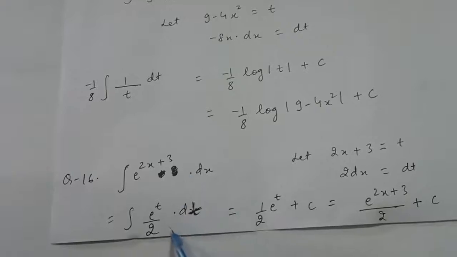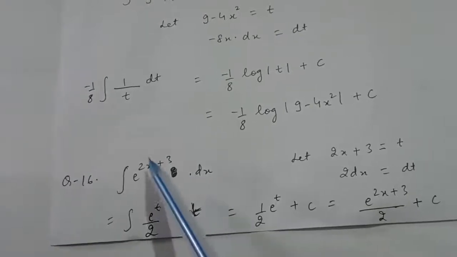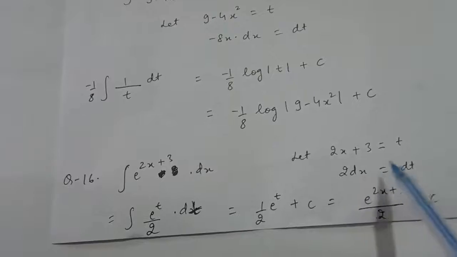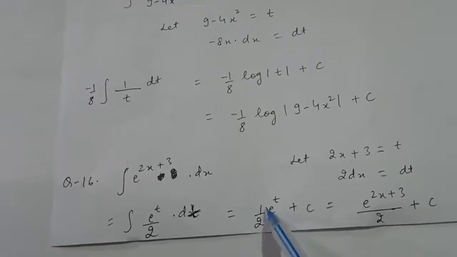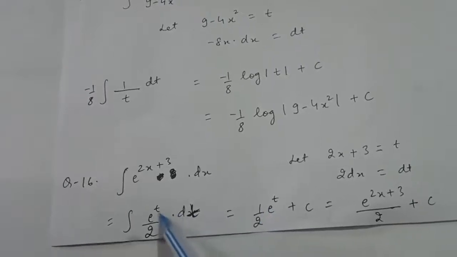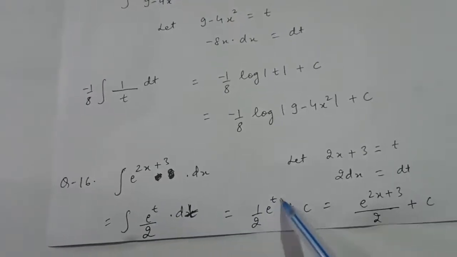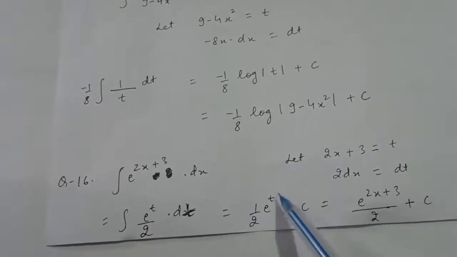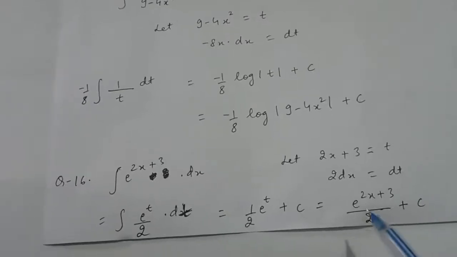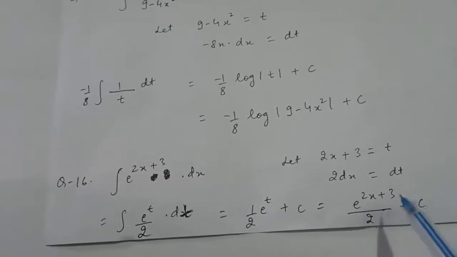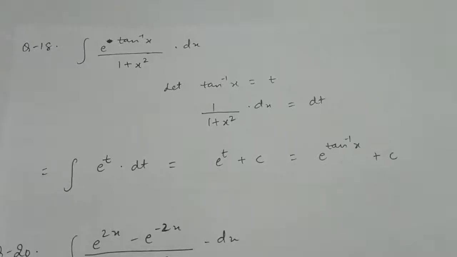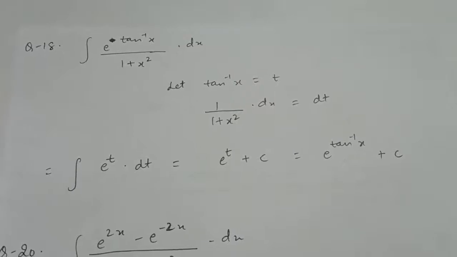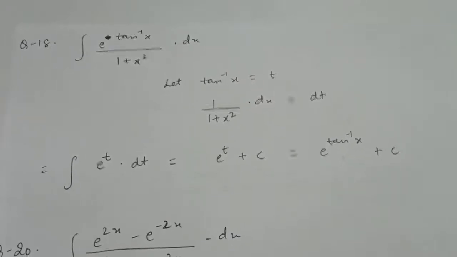So the integral becomes e raised to the power t in place of this and in place of dx, dt upon 2. So dt upon 2. Now 1 by 2 as it is, integral of e raised to the power t is e raised to the power t plus c. In place of t again put this value 2x plus 3. So you will get the answer as e raised to the power 2x plus 3 upon 2 plus c. Clear?